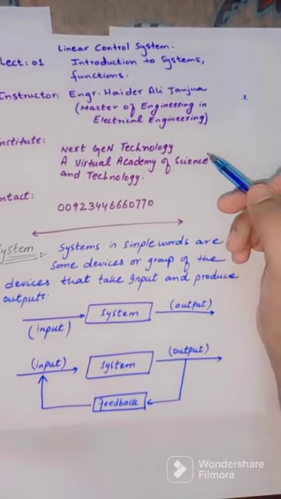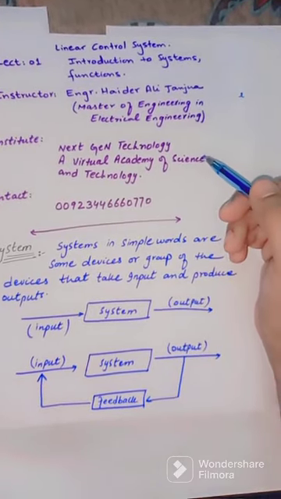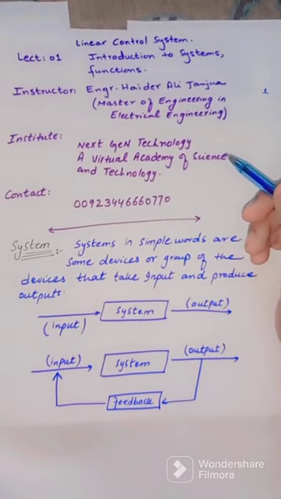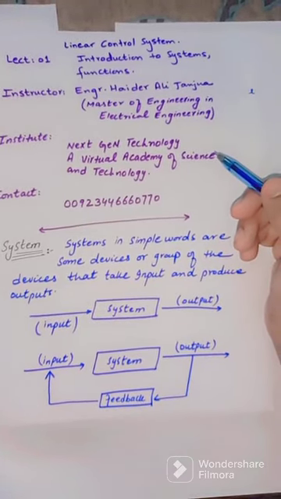We will learn two subjects in this control system series: linear control system, which is the LCS subject, and the second one is digital control system (DCS).